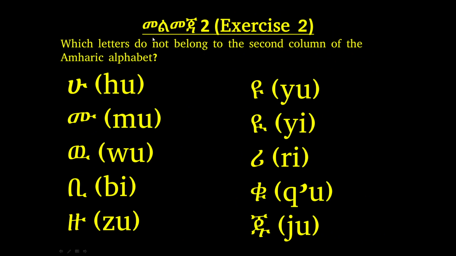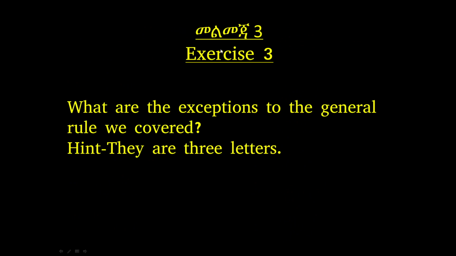Exercise 2. Which letters do not belong to the second column of the Amharic alphabet? Is that hu? Is that mu? Is that wu? Or is that ri? Is that ku? Is that ju? Exercise 3. What are the exceptions to the general rule we covered? As a hint, there are 3 letters. It's regarding the exceptions.